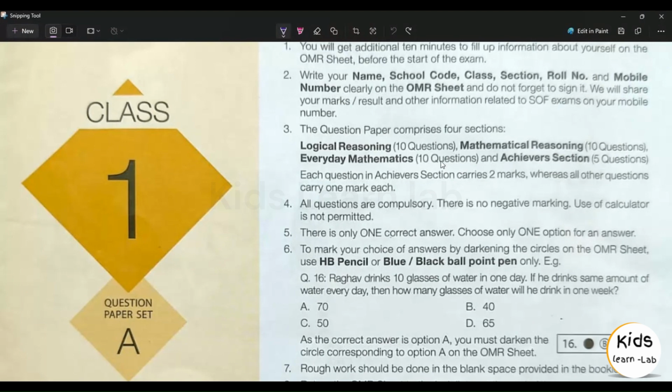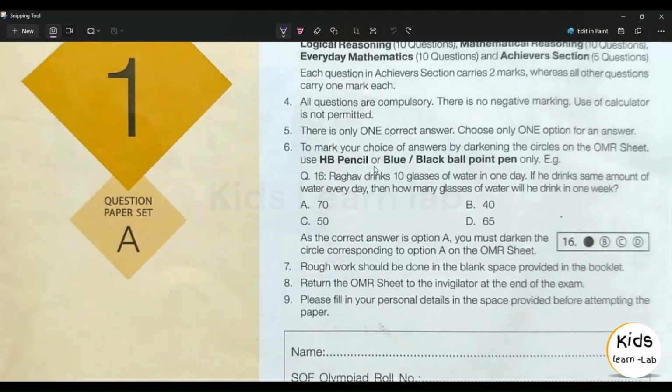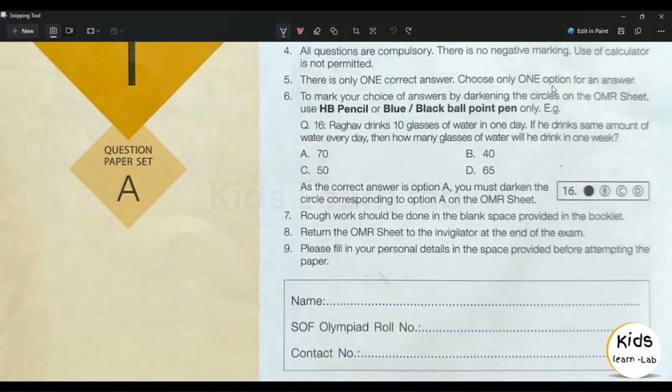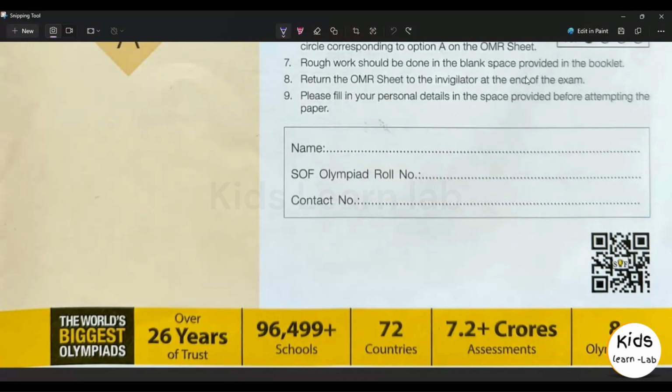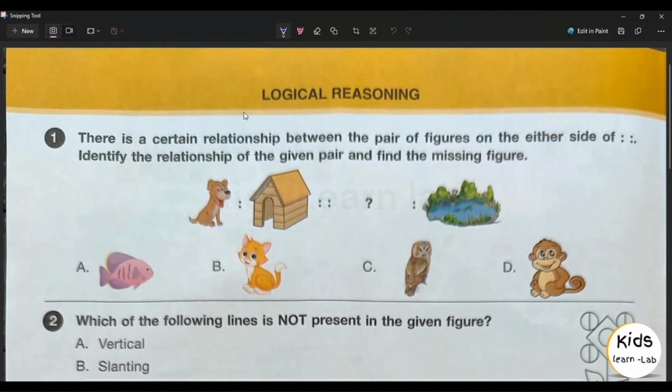The question paper comprises four sections: logical reasoning, mathematical reasoning, everyday mathematics, and achiever section. Each section has 10 marks, and the achiever section has only 5 questions, but each question carries 2 marks, children. There will be no negative marking. You have to choose only one option for every question, and you have to darken the circles with an HB pencil. Rough work will be done in the blank space provided in the booklet. Return the OMR sheet to the invigilator at the end of the exam. Please fill in your personal details.